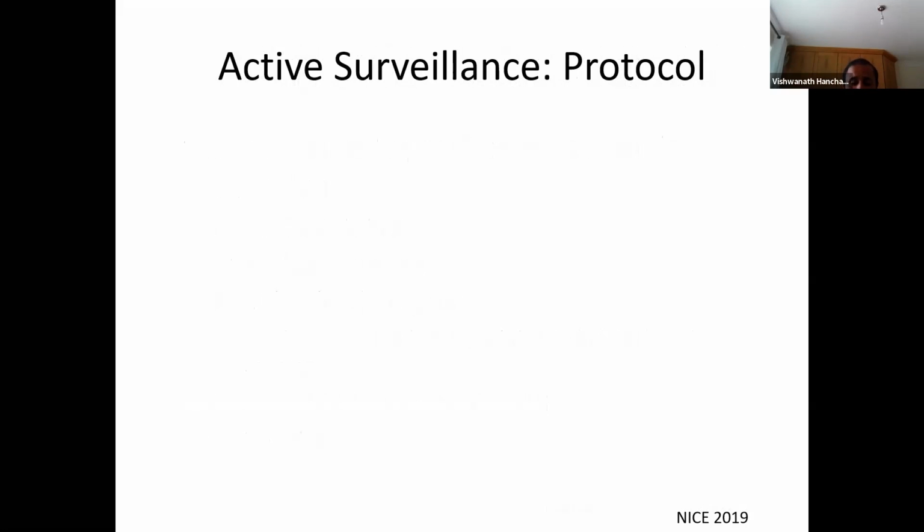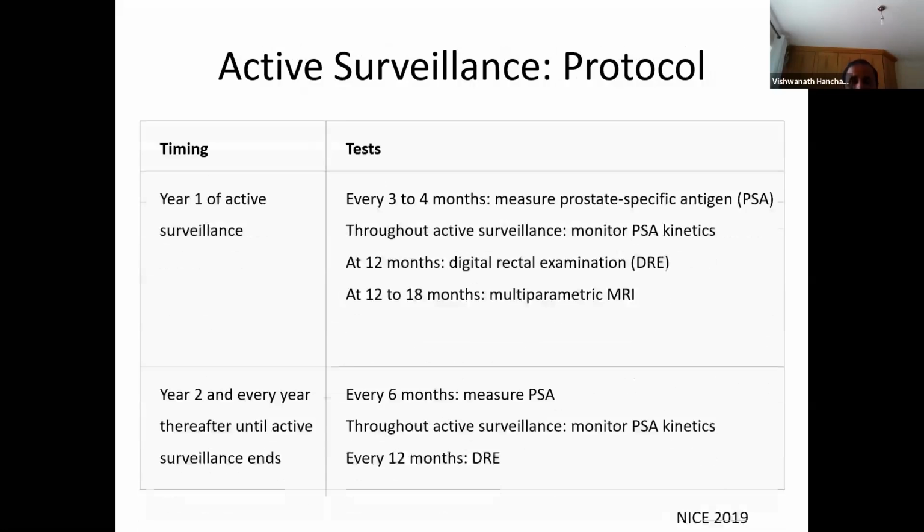What's the standard protocol? Patients who have had an initial diagnosis of prostate cancer should have an MRI prostate if they have not had one before the biopsies, and depending on that, they may have to have systematic biopsies if the initial biopsy was a transrectal ultrasound-guided prostate biopsy. During the active surveillance protocol, they should have PSA surveillance every 3 to 4 months for the first year. Throughout the active surveillance, again, we monitor the PSA kinetics carefully.